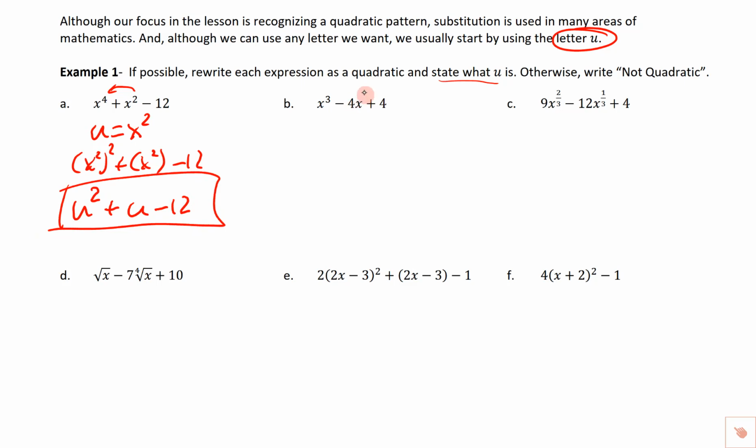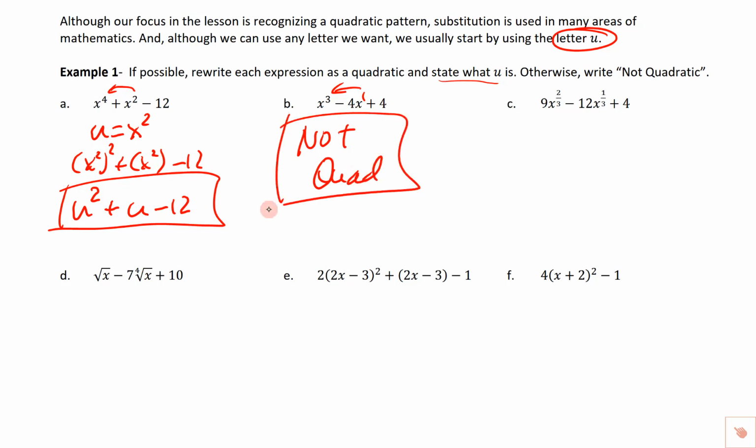We'll notice on this one that the missing exponent there is a 1. It's understood to be there. And if I were to double that one, I don't get 3. So that means this is not quadratic. So we're just going to write not quadratic. We're not going to be able to do this little substitution technique. So not quadratic. We'll just put a box around that.